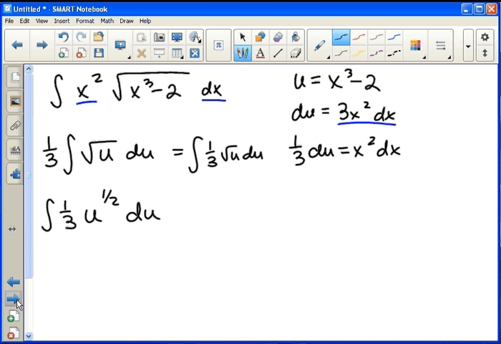So now I add 1 to the exponent. Makes it 3/2. Then divide by that number. It's the same as multiplying by 2/3. So I get 2/9. Then I add plus c. My last step then is to plug back in for what u equals, and that was x cubed minus 2. That would be our final answer.